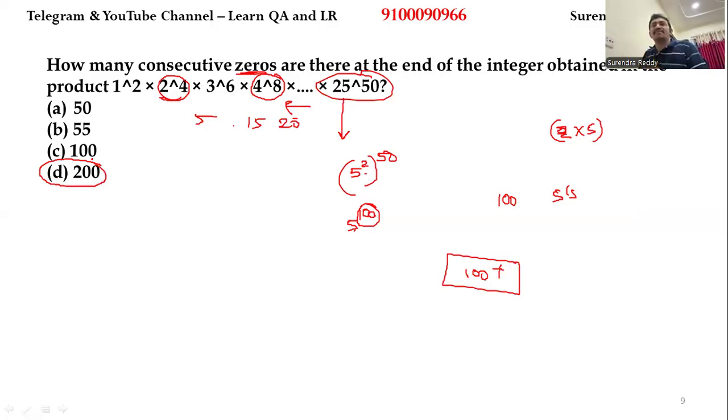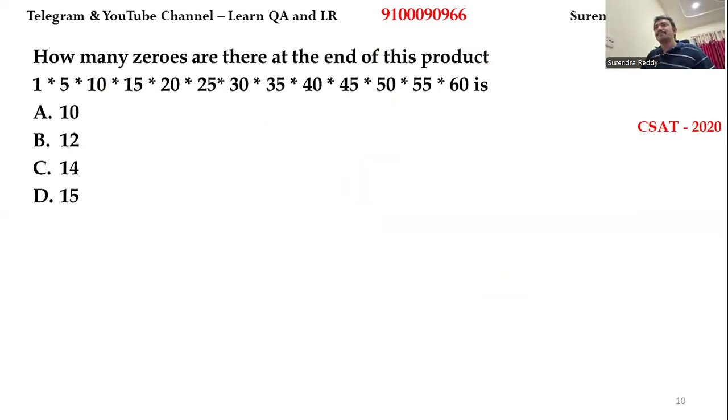But one more similar question. This is easy to solve actually. But in one of the previous questions they asked, let me show you that. It came in the 2020 paper. How many zeros are there at the end of this product? 1 into 5 into 10 into 15 into, and so on up to 60. Here, if you want the number of zeros, we have to have a combination of 2 and 5. So if you can count the number of 2s and number of 5s, basically you are done. For that, we will factorize into 2s and 5s, and see how many common 2s and 5s are there.